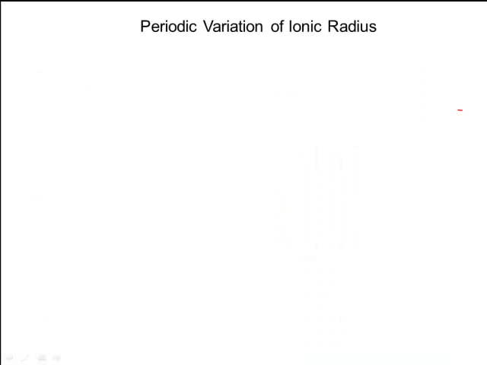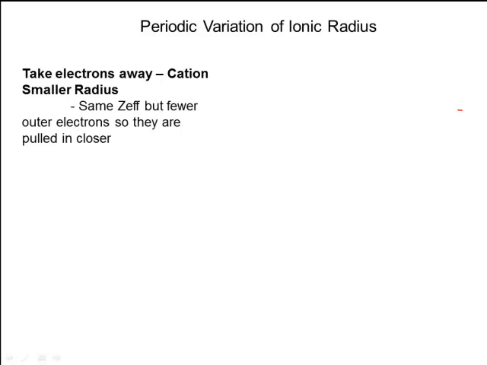So those were the neutral atoms. Let's look at ions formed from those neutral atoms. If we're going to take electrons away, we're going to get a cation. So with a cation, we're going to end up with a smaller radius than the neutral atom. Why? Well, we have the same Z effective, but now we have fewer outer electrons, so we get less of that repulsive force, and so those electrons are able to be pulled in closer.